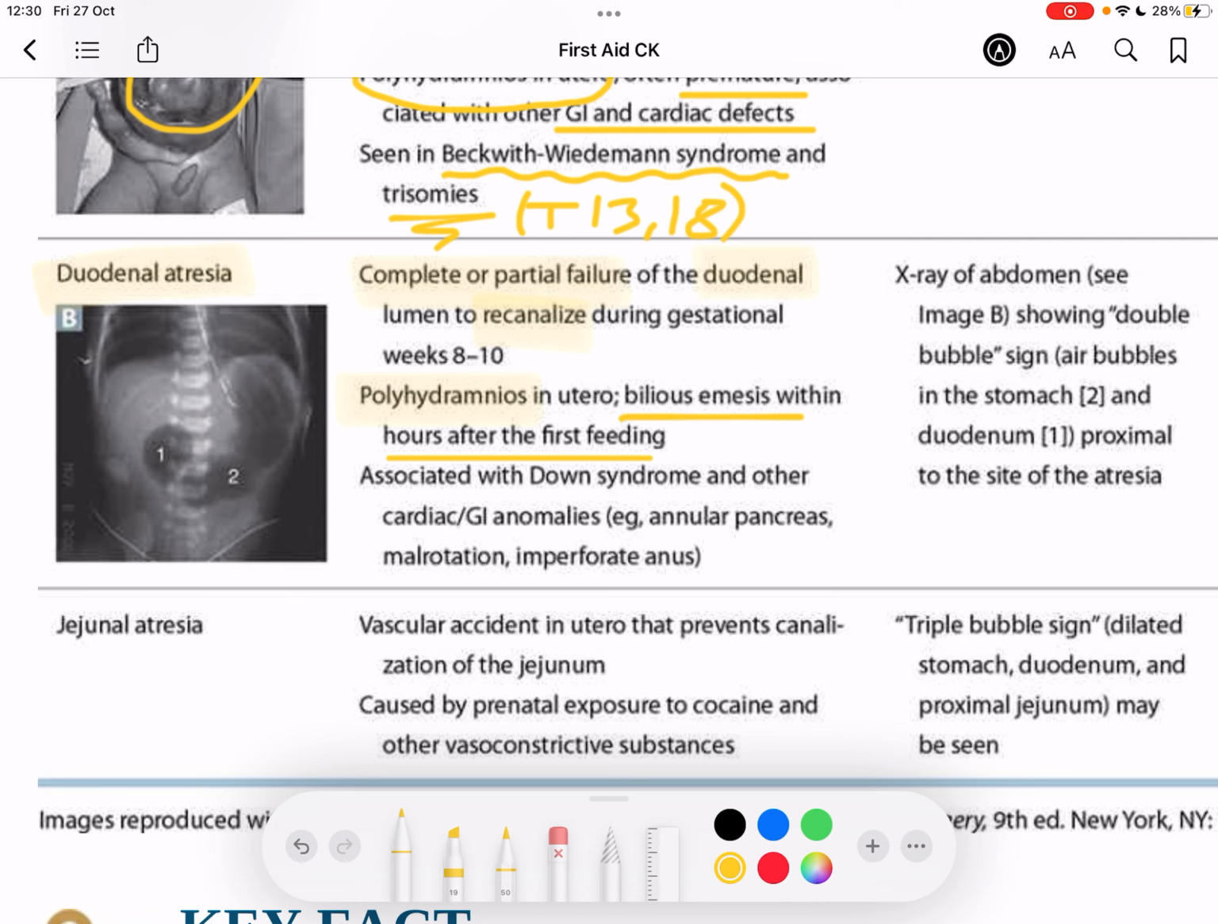Duodenal atresia is very associated with Down syndrome and other cardiac and GI abnormalities such as the annular pancreas, okay? Annular pancreas is where the head of the pancreas and the annulus of the pancreas wrap around the duodenum and cause an obstruction of the duodenum. Also associated with malrotation and imperforate anus.